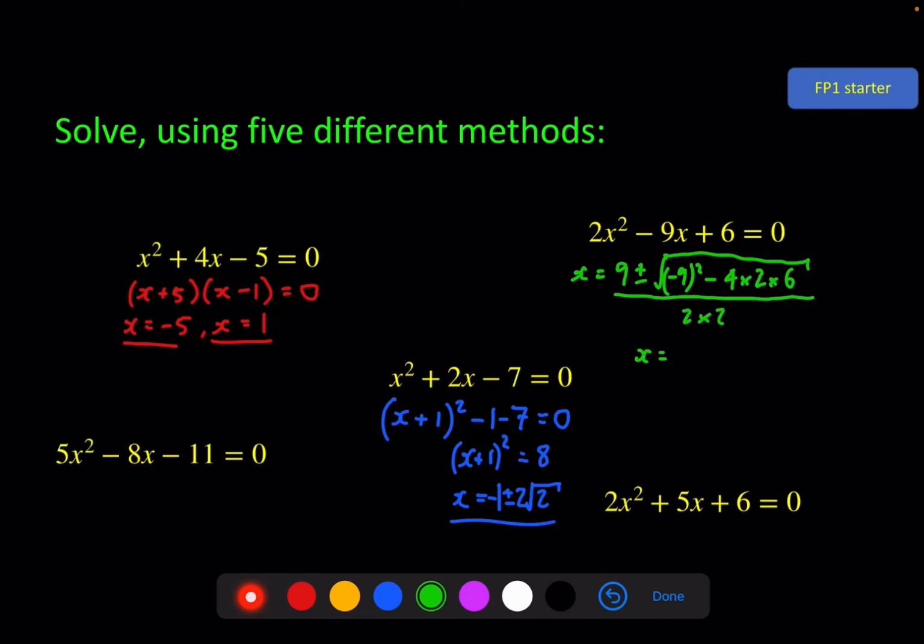And if you put that onto your calculator, you will get the answer of 9 plus or minus the square root of 33 divided by 4. Again, two real solutions.